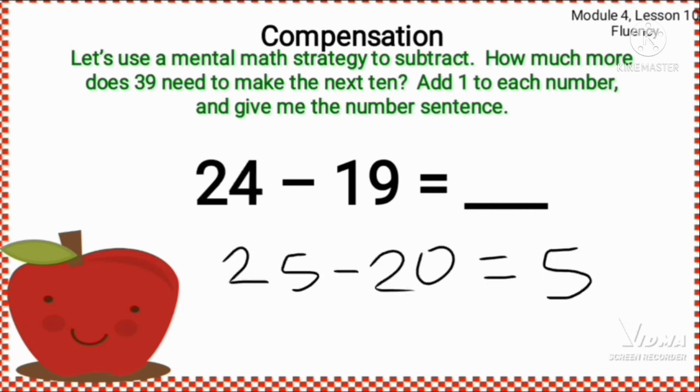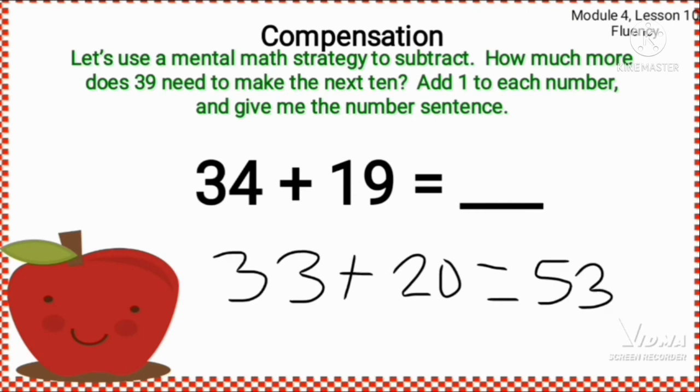24 minus 19, the same thing. My new sentence will be 25 minus 20 equals 5. 34 plus 19, can you solve this one? Remember the rule? 19 is closest to a 10, so I'll take 1 from 34 to make 19 20. So my new sentence will be 33 plus 20 equals 53.